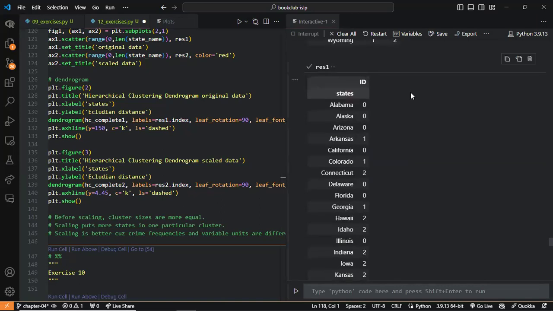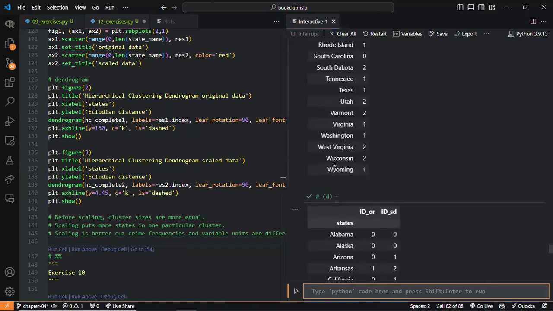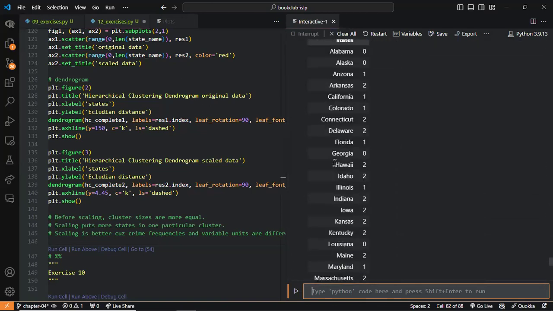Let me save this as well. Let me just copy the output to copy to the array.